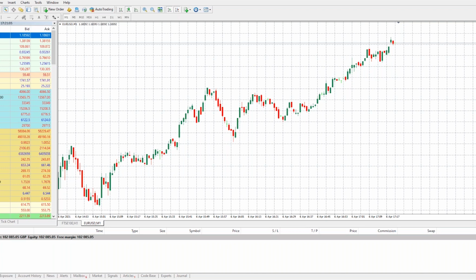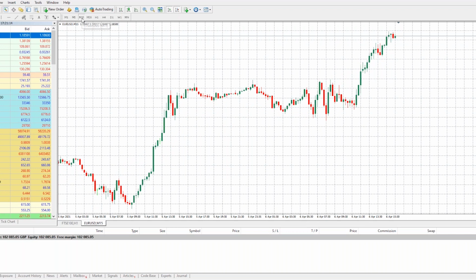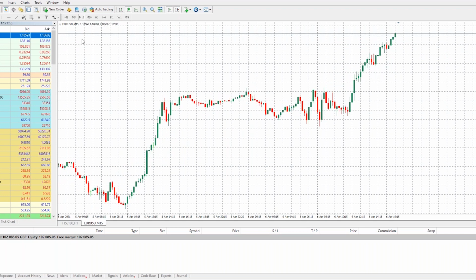Okay, so what am I looking at? Euro USD. Let's get off the 1 minute candles first of all. 15-minute candles. What do we see happen today? The euro went flying up against the USD.